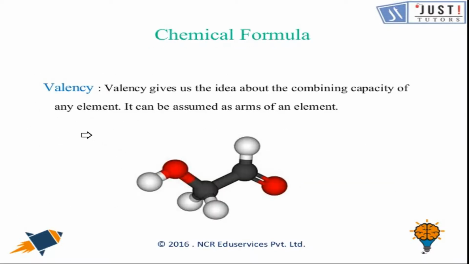Proceeding further, the first thing that we are going to discuss is valency. Valency gives us an idea about the combining capacity of any element. It can be assumed as the arms of an element. This is a really good analogy: valency can be understood as the arms of an element. Here we have a picture of a molecule which has many atoms or elements joined together. They are joining with these arms, and these arms tell you about the valency.